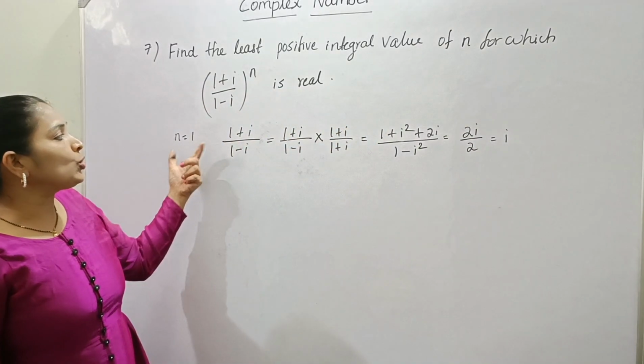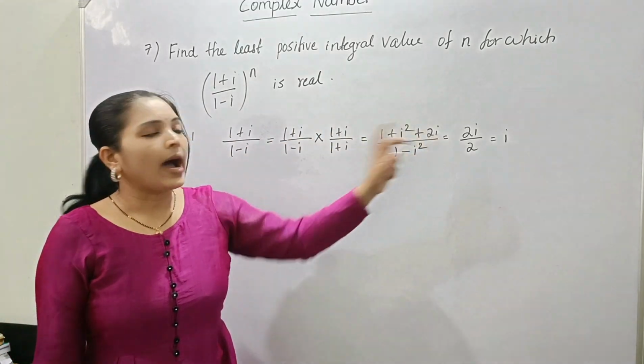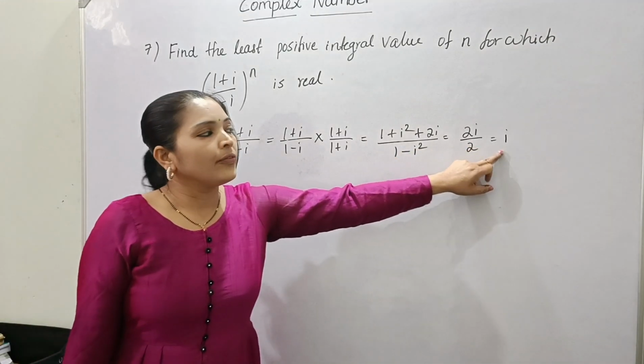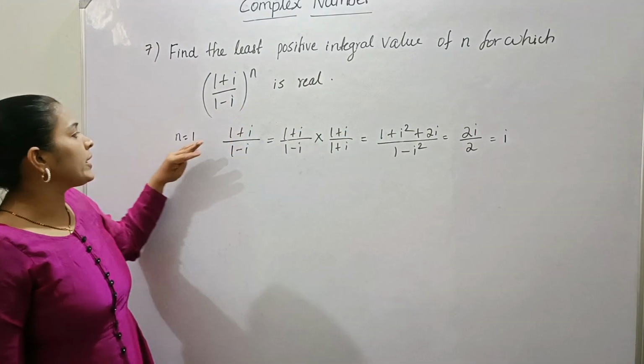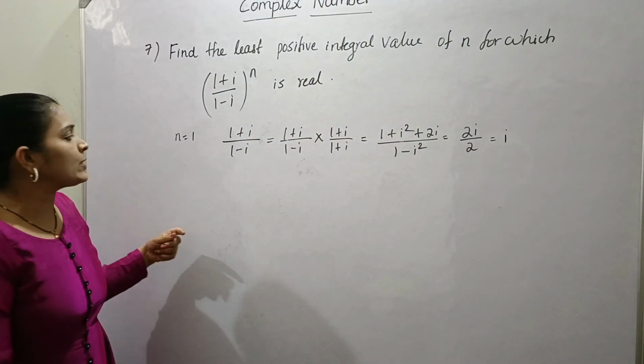Okay, when n is equal to 1, it is nothing but i, that is, i is a complex number, not a real number, right? So here we have got i, so n is not equal to 1. Now let us check n is equal to 2.